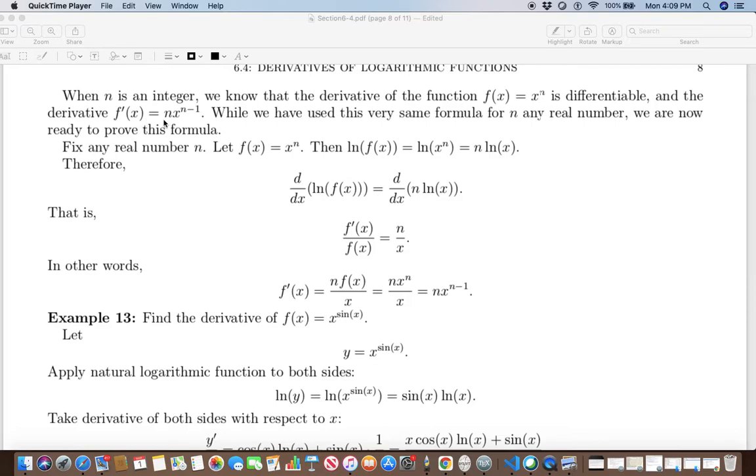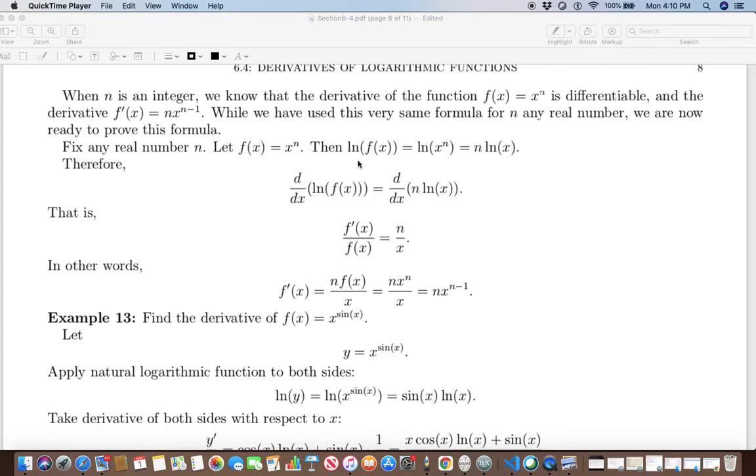But what happens when n is not an integer, neither a positive nor a negative whole number? We know that this is the derivative. We have used it several times, but we had never proved it. So fix any real number n. Let f(x) be x to the power n.